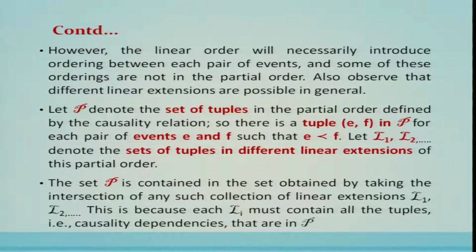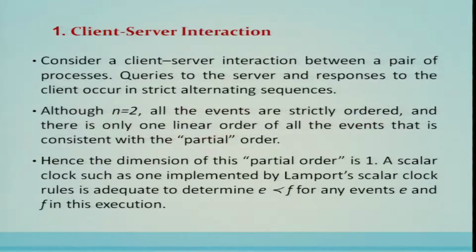So there is a tuple (E, F) in P for each pair of events E and F such that E has happened before F. Let linear extensions L1, L2 and so on denote the sets of tuples in different linear extensions of this partial order. The set P is contained in the set obtained by taking the intersection of such a collection of linear extensions L1, L2 and so on. This is because each Li contains all the tuples, that is, the causality dependencies that are in P.